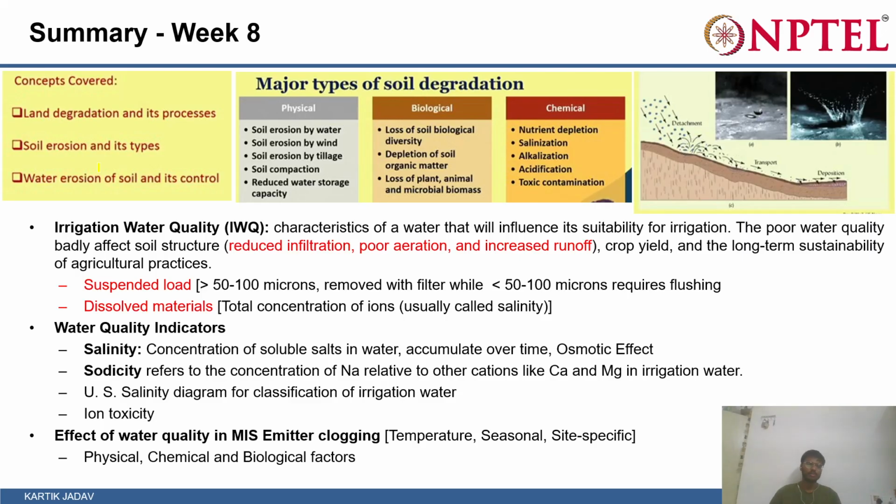Then you have dissolved material, which is the dissolving of multiple ions, usually phosphates; in general you can say salinity. Then we have understood the different water quality indicators like salinity and sodicity. Salinity is the concentration of soluble salts in water, while sodicity is related to sodium. It is the concentration of sodium relative to other cations like calcium and magnesium.